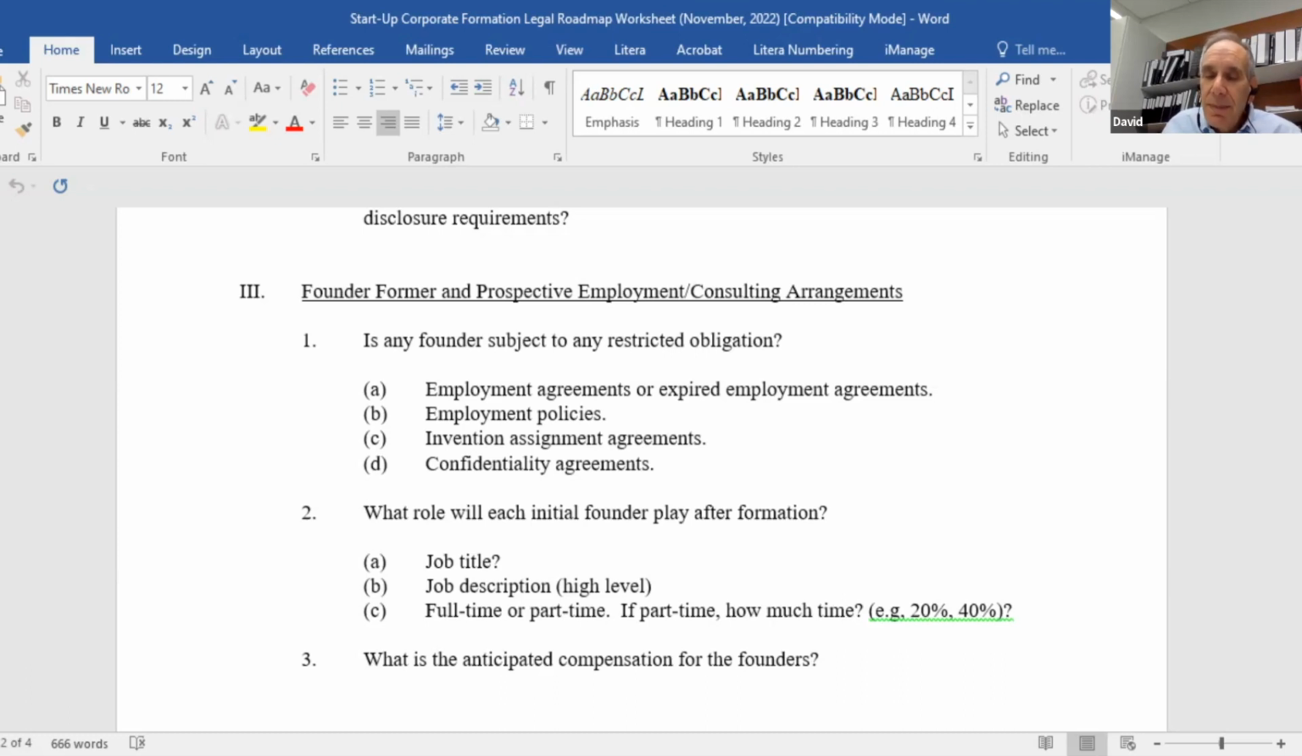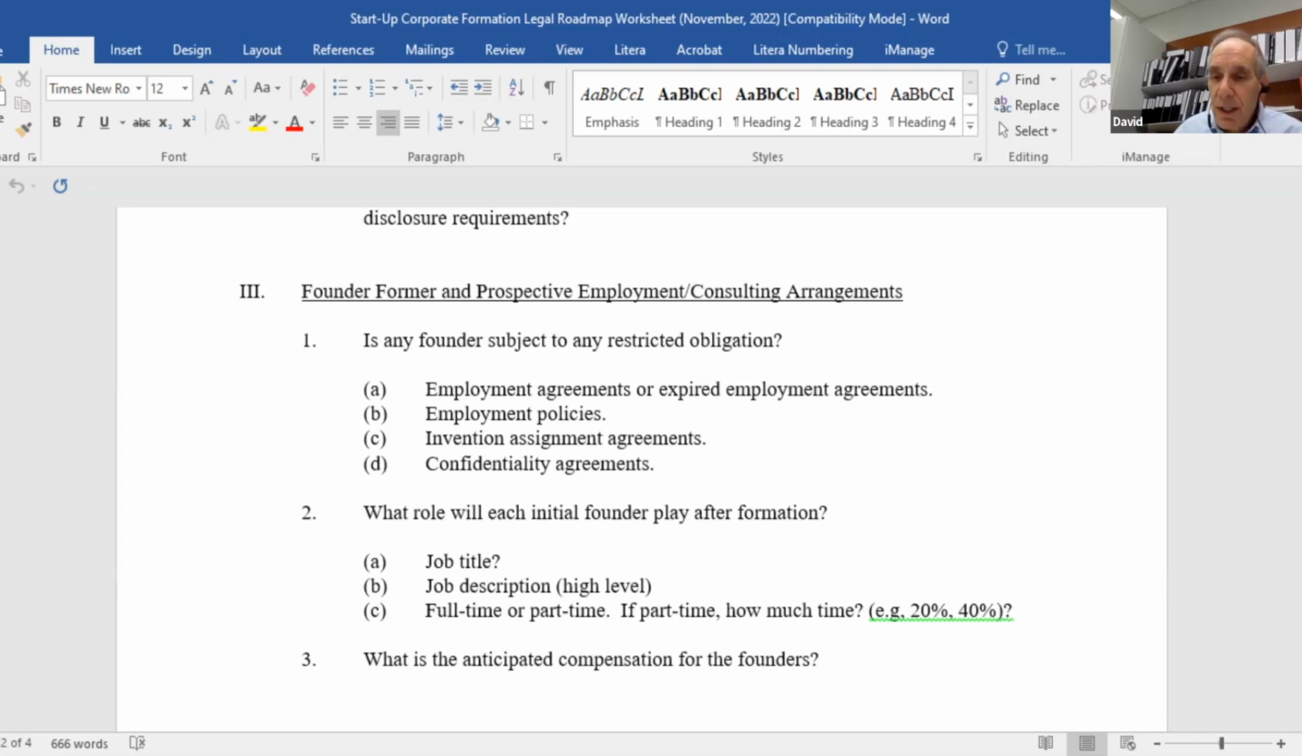And similarly, on the IP, is there any obligation to your current employer or your former employer regarding intellectual property? Is there an intellectual property assignment that you gave your current employer? Or perhaps if you're working for the university, you're subject to the university policy in which they own the IP. So let's figure out what the founders own and don't own and what obligations they have. That's the whole purpose of the series of questions in question number one there.